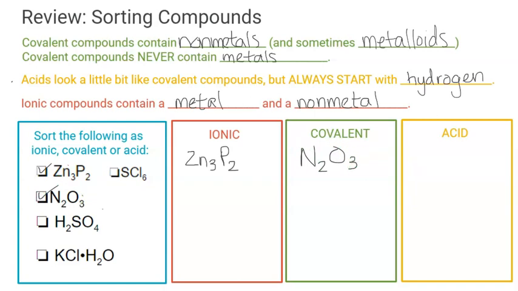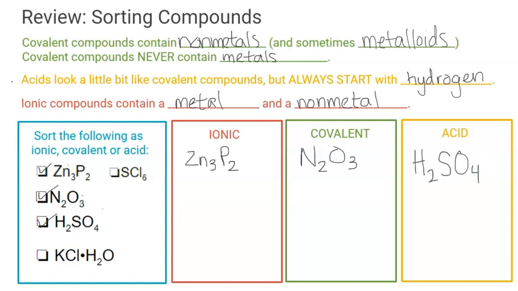The next compound, H2SO4, we have hydrogen and sulfur and oxygen, and none of those are metals. So we need to check to see if it starts with hydrogen. And indeed it does, this time H2SO4. So it does start with hydrogen. So instead of putting H2SO4 in the covalent category, this will fit into the acids category, H2SO4. So that is our first acid.